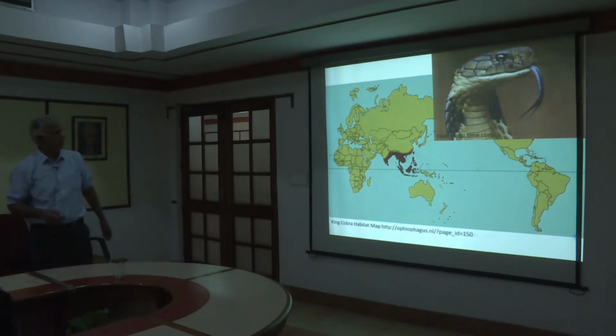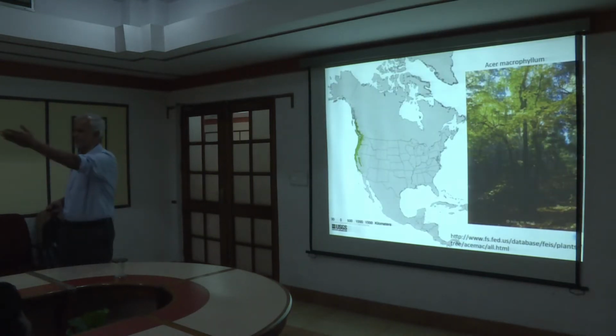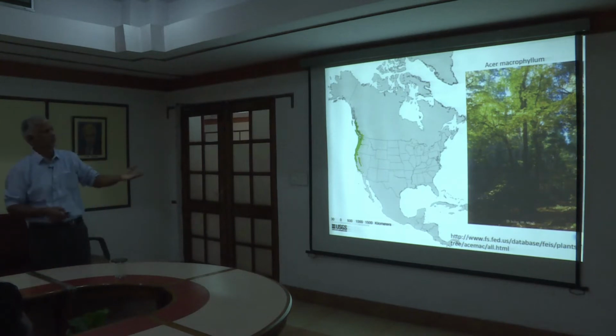One more, to give you an example of a plant, since we are talking about plant genetic resources. Here you have a tree called Acer macrophyllum. It does not matter which species it is, but all I want to draw your attention to is that if you look at the habitat distribution of Acer macrophyllum on the entire planet, it is restricted to a very small patch of land all along the west coast of North America, Canada, the United States, and a little bit going into Central America.